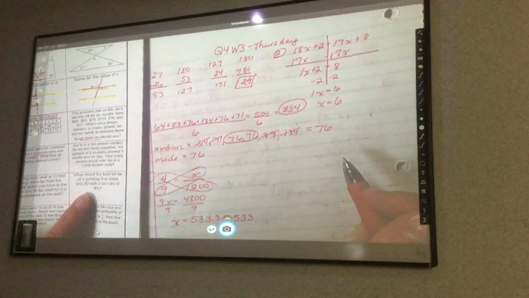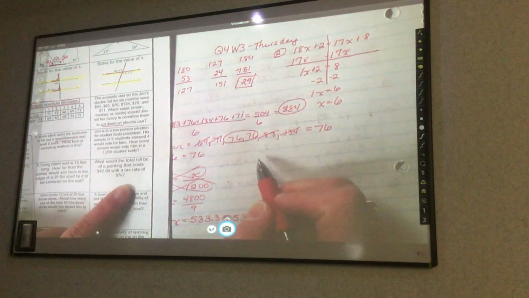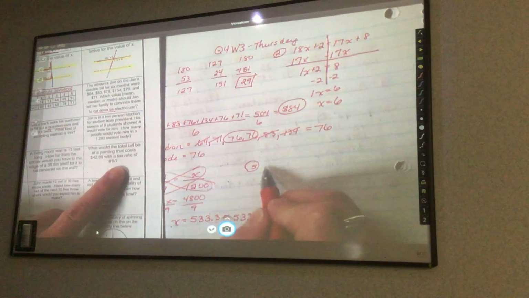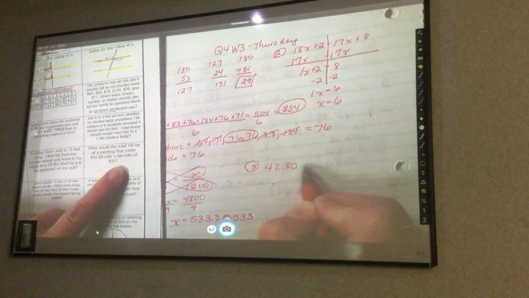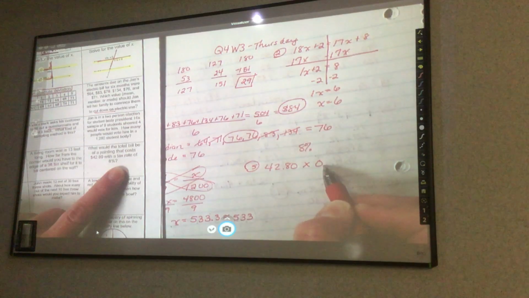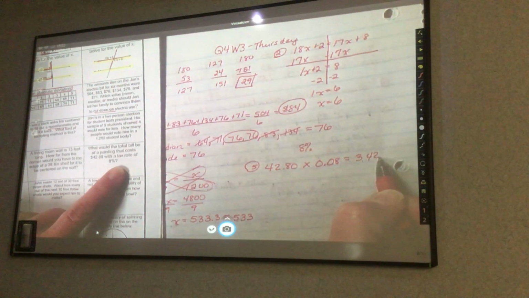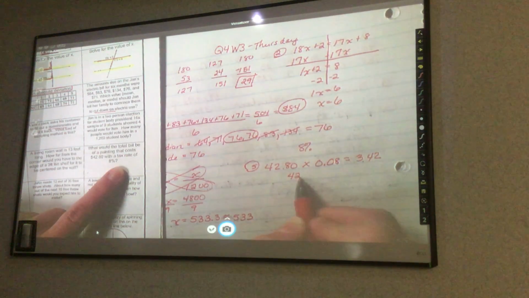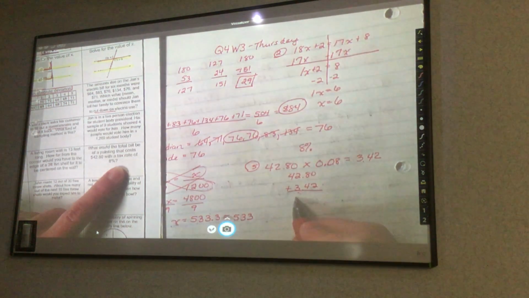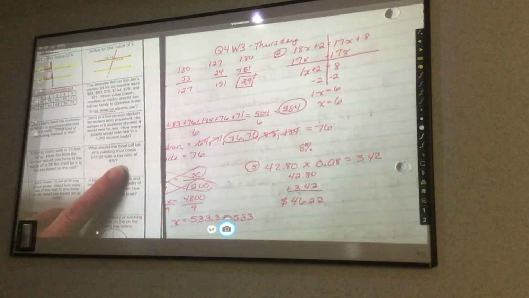What would the total bill be of a painting that cost $42.80 with a tax rate of 8%? You have a couple ways you can do it. But I'm going to take my $42.80, times it by my 8%, so I'm changing 8% to a decimal, so I'm gonna do 0.08, and I get $3.42. So then I take my $42.80 plus $3.42, and I get $46.22. How many of you got number 5 correct?